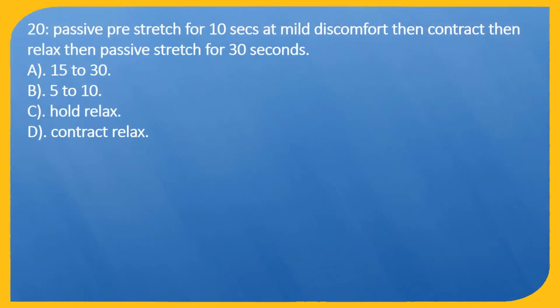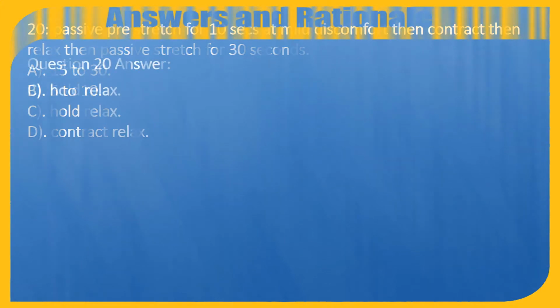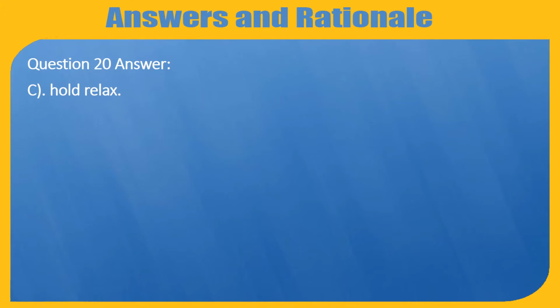Question 20. Passive pre-stretch for 10 seconds at mild discomfort, then contract, then relax, then passive stretch for 30 seconds. A. 15 to 30. B. 5 to 10. C. Hold relax. D. Contract relax. Question 20. Answer: C. Hold relax.